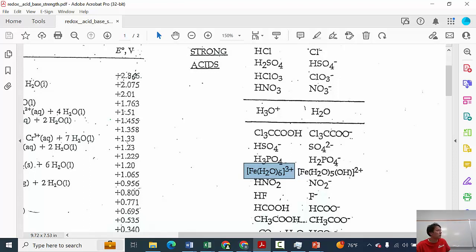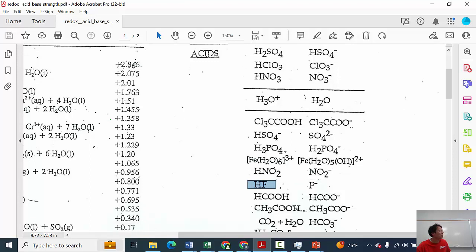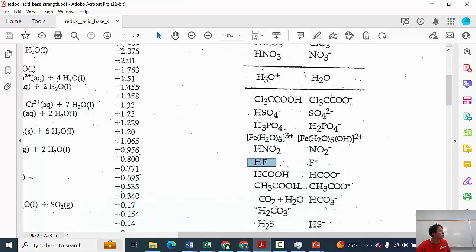It forms these complexes with water. So the waters attach onto the iron. And the acid is weaker than phosphoric, but stronger than, what's this acid called? HNO2. Nitrous acid. Nitrous acid is stronger than hydrofluoric acid. And then, do you recognize this?